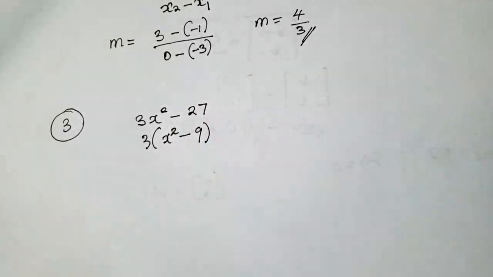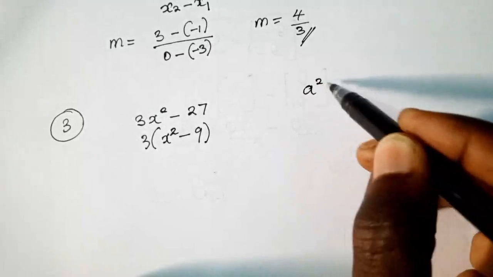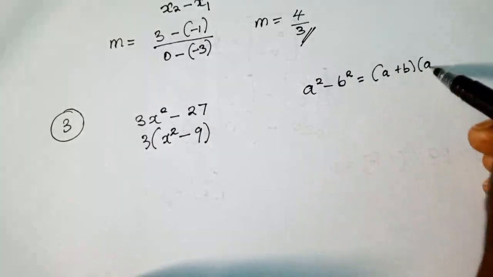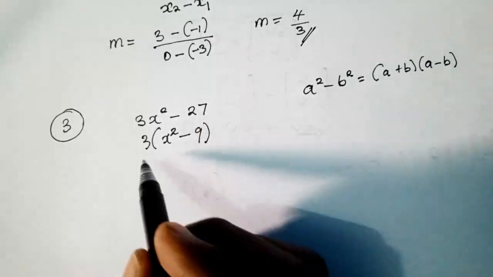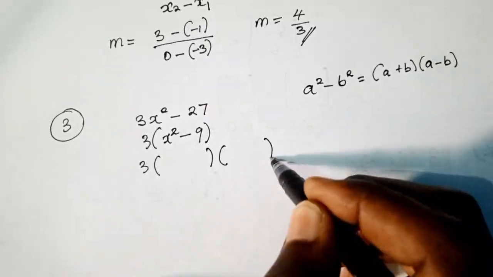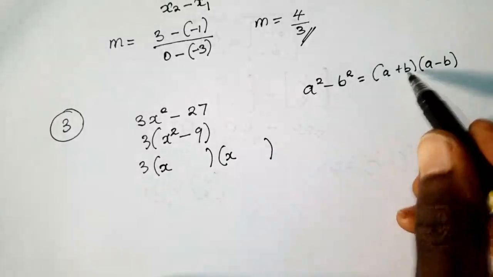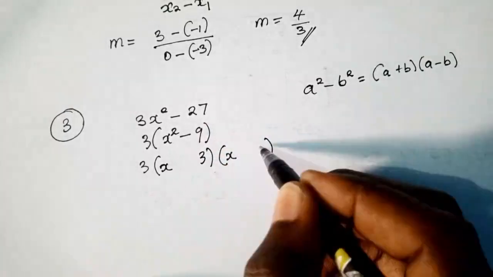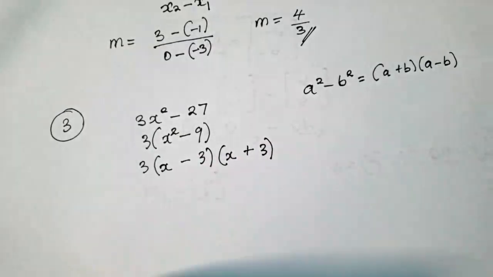We can factorize this using the difference of two squares. We know that a squared minus b squared is equal to (a plus b)(a minus b). That is what the difference of two squares states. Once we've reached this stage, don't leave it here, because the question says completely. So I'm going to open two brackets. Our a is x, so we put it there and there. Our b is not 9, but the square root of 9, which is 3, and 3 there. Then put plus and minus. It doesn't matter which one you start with.